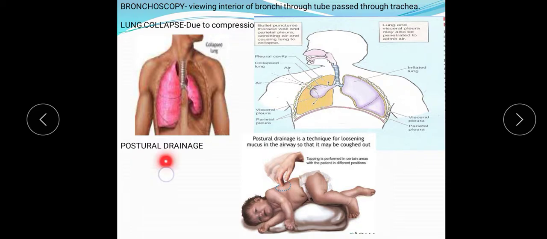Then the postural drainage. This is the diagram to show the technique for postural drainage. This is a technique for loosening the mucus in the airways so that it may be coughed out. Tapping is performed in certain areas with the patient in different positions to expel the mucus out. This is known as postural drainage.